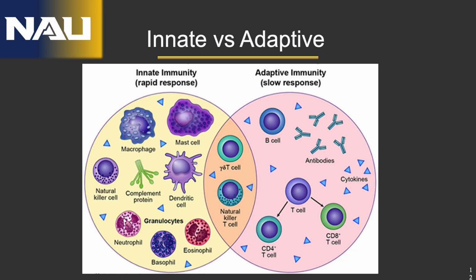Here is another example of the innate and adaptive immunity. On the left, you can see the innate immunity and some of the cells in that circle. You can also see adaptive immunity on the right side. These are all cells that we will discuss either in lab or in the larger lectures.